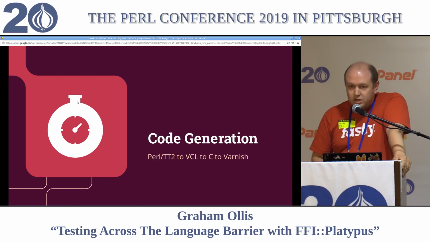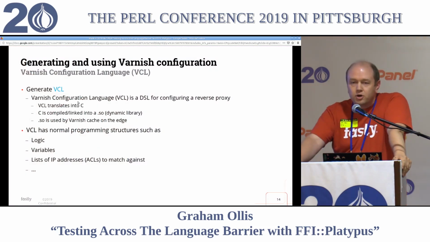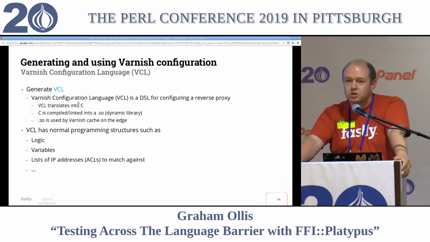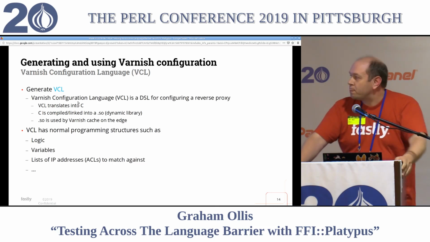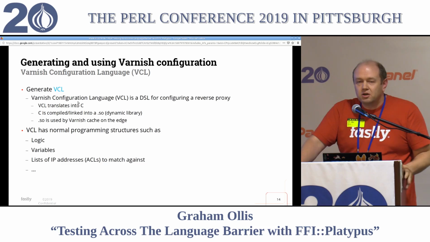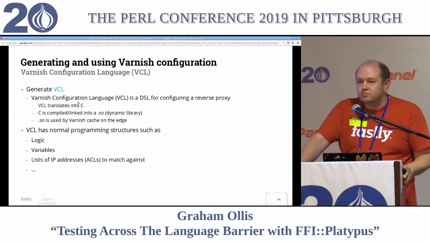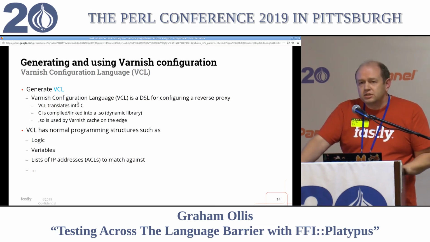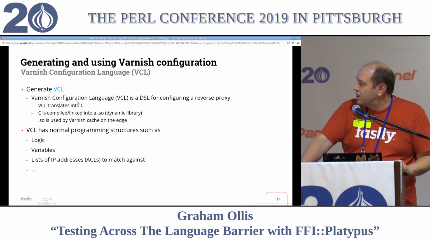But for my day job, I work on a component that, among other things, generates code. It generates VCL, which is Varnish Configuration Language. It's just a DSL for configuring reverse proxies, basically. So it's really useful if you're a content delivery network like we are. VCL gets translated into C, which gets compiled and linked into a dynamic library, which then is used by Varnish.